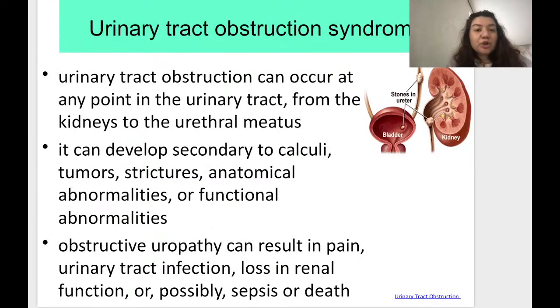And the next syndrome for today is urinary tract obstruction syndrome. Urinary tract obstruction can occur at any point of the urinary tract from the kidneys to the ureteral meatus. It can develop secondary to calculi, tumors, strictures, anatomical abnormalities, or functional abnormalities. Obstructive uropathy can result in pain, urinary tract infection, loss of renal function, or possibly sepsis or death.